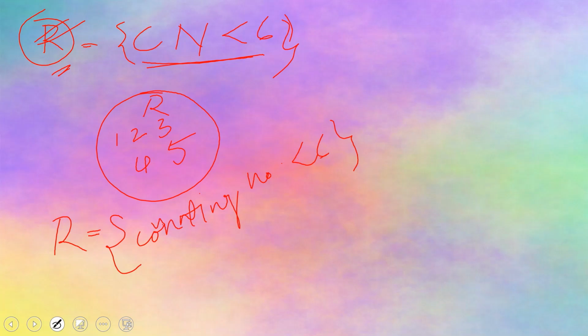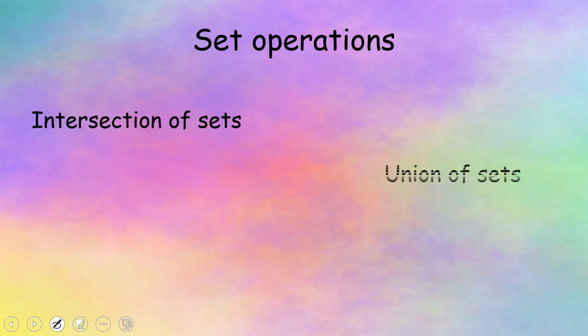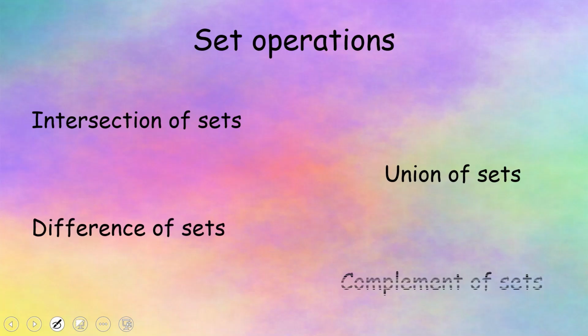Now let's move forward and see the set operations. There are usually four types of set operations. The first is intersection of sets. Second, we have union of sets. Third is difference of sets, and fourth is complement of sets. In today's video, we shall learn about intersection and union of sets using Venn diagrams. In the next video, we shall study in detail the difference of sets and the complement of sets. So let's get started. The first one is intersection of sets.